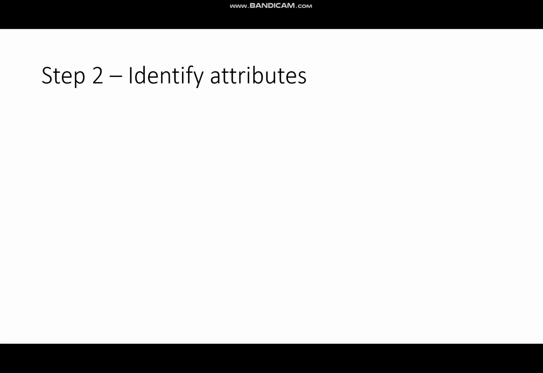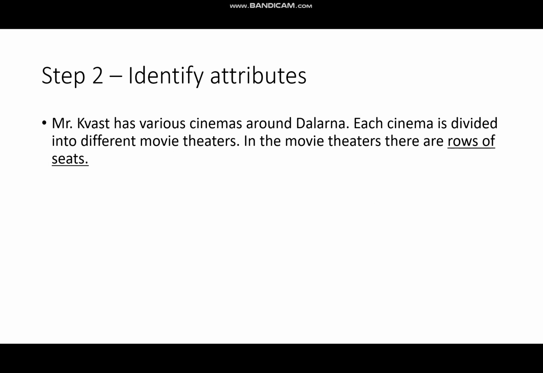The next step is to identify attributes of these objects. Again, here I go back to the business description to see if I can find any attributes that are key for this task. In the first part, I can see that there are rows of seats. So the rows is describing whereabouts the seat is located. So therefore, row is an attribute or property of seats.